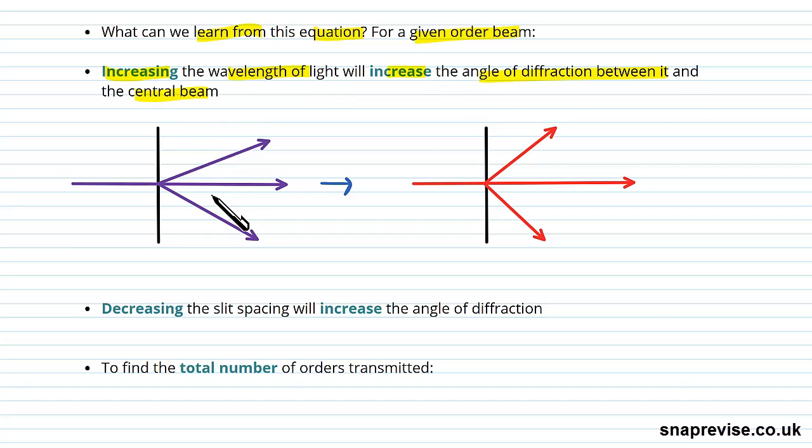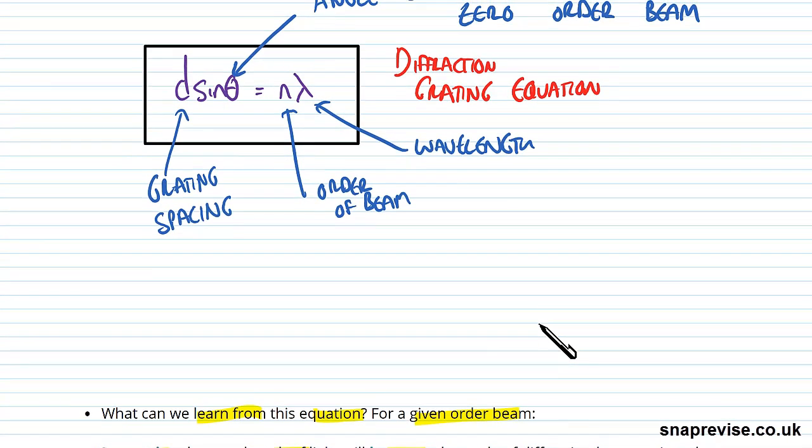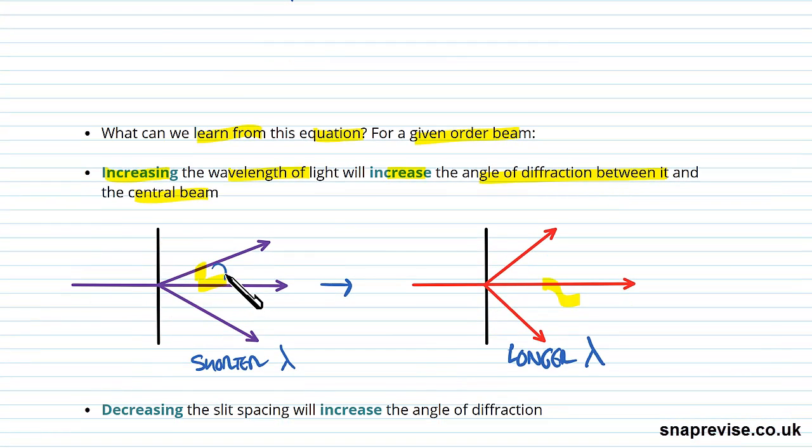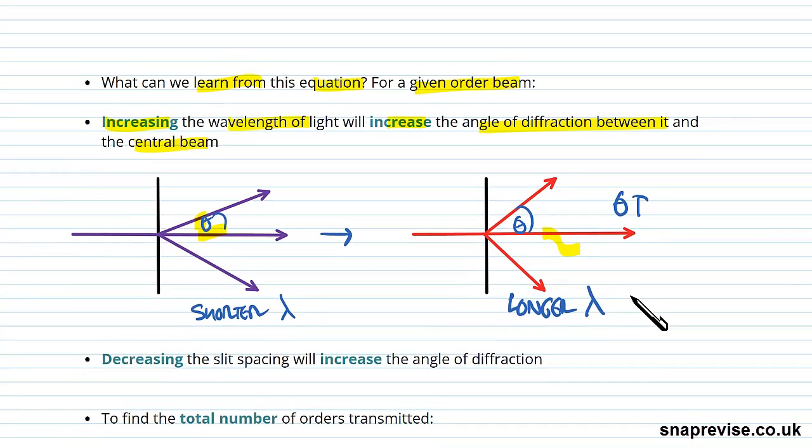As we've seen here, we're using violet light, which has a lower wavelength than red light. This has a shorter wavelength, shorter lambda, this is a longer lambda. We can just see from our equation up here, if lambda increases, then if we hold everything else fixed, sine theta increases, which means that theta increases, which means that we go from a theta like this to a theta like this, that is to say theta increases.